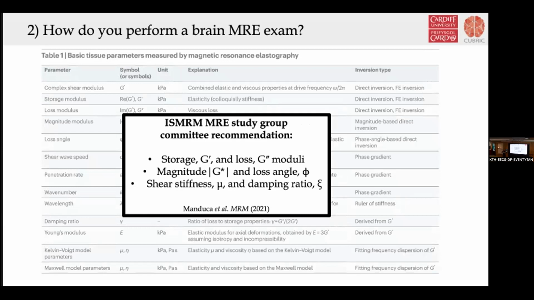This is a great paper, the white paper published in MRM, but essentially they recommend reporting certain pairs of parameters to capture the full viscoelastic behavior. That could be the storage and loss moduli, the magnitude and loss angle, or the shear stiffness and damping ratio. This is essentially the same thing, and going into it would take far too long.